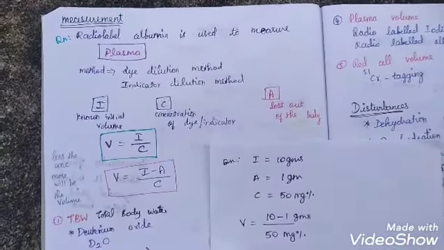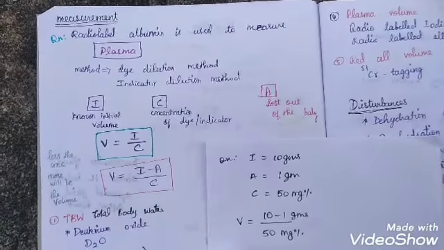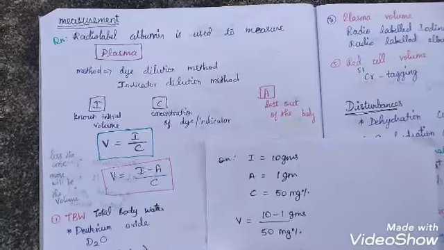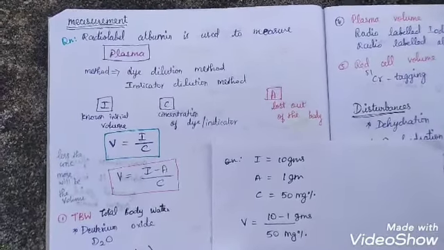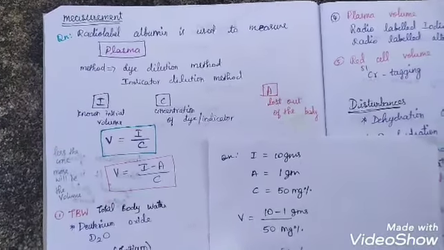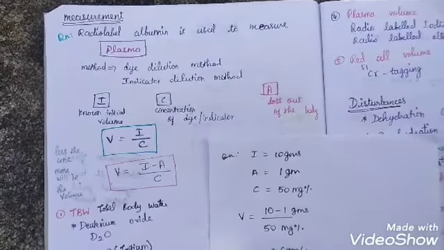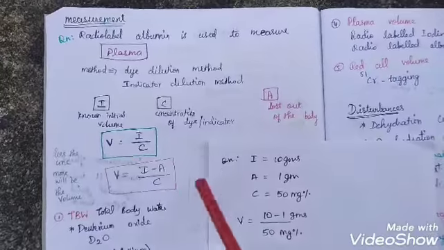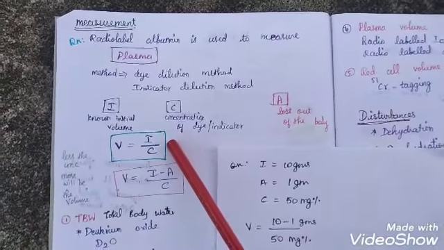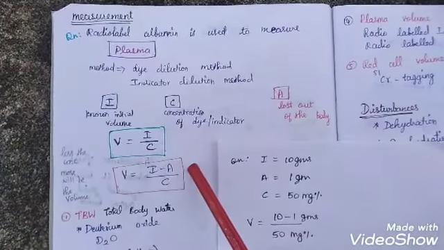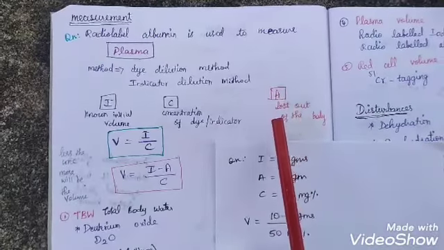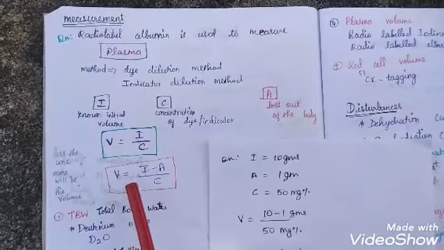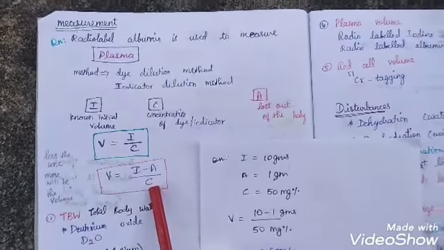Dye dilution method. I is the initial amount of the dye injected into the body, C is the concentration of the dye in that particular compartment, and A is the amount lost out of the body. So this is the equation: V is equal to I upon C, and in some cases, if some dye is lost out of the body, the final equation would be V is equal to I minus A divided by C.